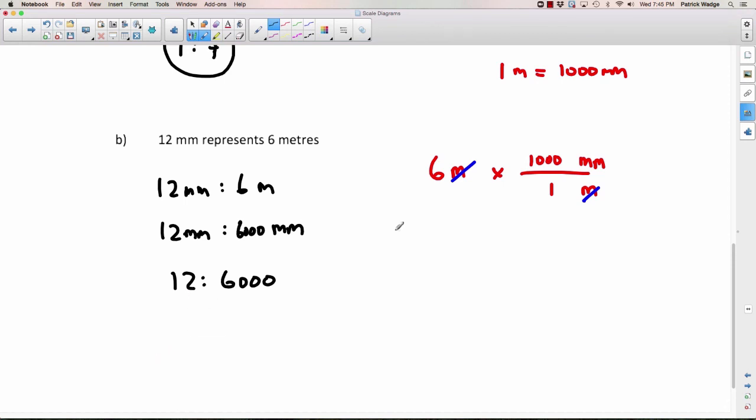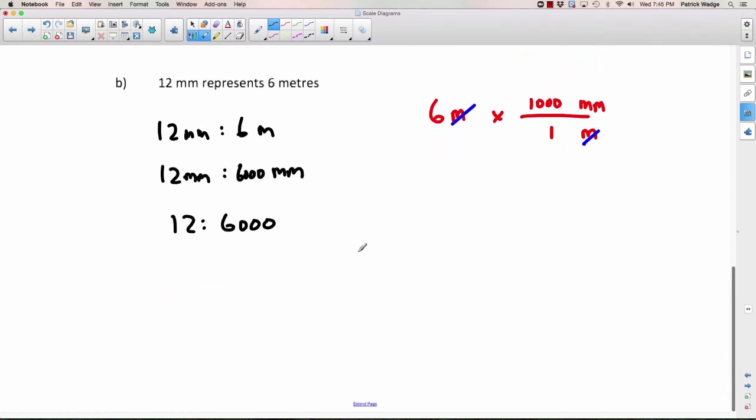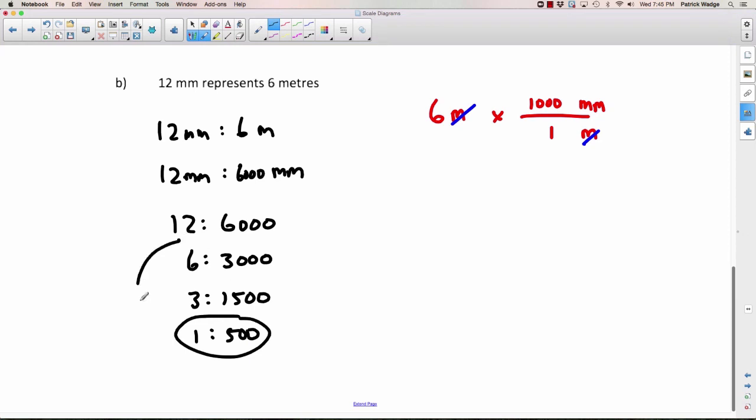Are we done? No, we need to put it in lowest terms. All right, can you do it in one go? Maybe you can't. That's fine. What could you divide both of these by for sure? Well, they're both even. I could divide them both by 2. So 6 to 3,000. I could still divide them by 2. 3 to 1,500. Now, hopefully you recognize you could divide them both by 3. 1 to 500. Of course, you could have gone straight from here to here. If you divided them both by 12, you would have gotten the exact same answer. So this is the ratio that we're interested in now. Okay, and that is scale and scale diagrams.